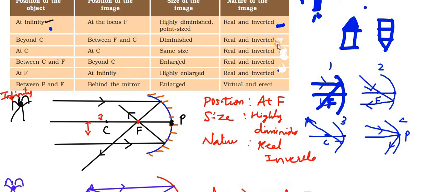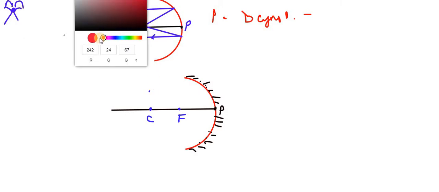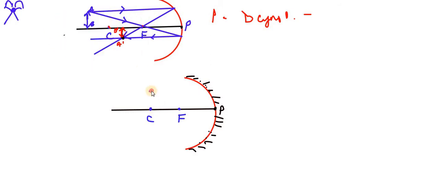Now this we finished, and the first one is finished. Now we'll go for this C, when the object is placed at C. So when the object is placed at C, we'll see where the position will be. So I'm placing the object at this point. I'll take another color to place the object, red, pink. So here I'm placing the object at this point. This is A and this is B.